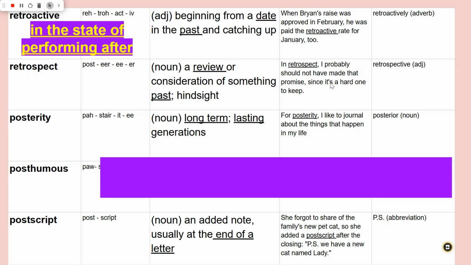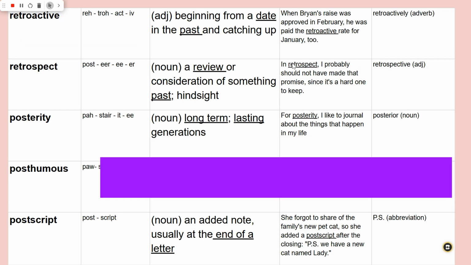So if Brian got a raise, but his raise wasn't approved until February, but it was approved from January 1st going forward, he would get that payment late. He would still get it retroactively. They would catch up, so he gets what he deserves.